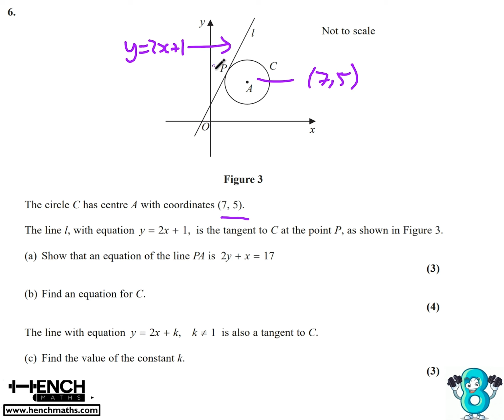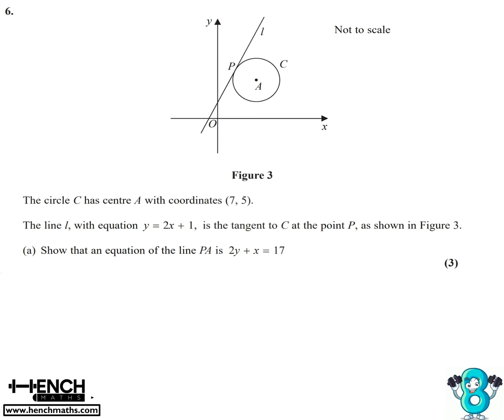So we're trying to find the line PA. And because it's through the centre to the tangent, we know that's going to be a right angle. So that's going to be helpful to us. In part B, we need to find an equation for C. So we need to find the equation of that circle. And then the line with equation y equals 2x plus k is also a tangent. Find the value of k. So I guess you can see that it has a gradient of 2. We're going to try and find this line that's the tangent on the other side of the circle.